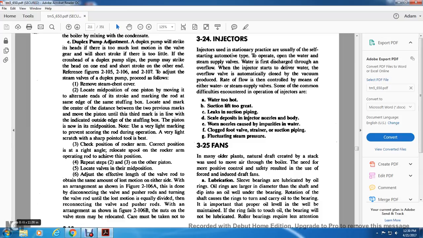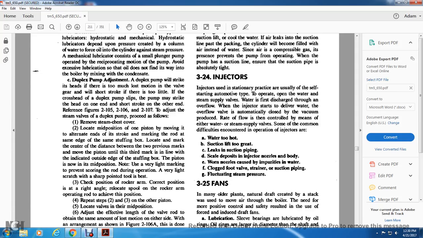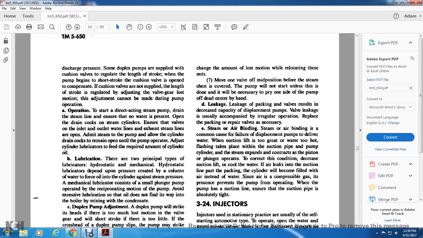With the nuts, the valve stem may be located carefully. Care must be taken not to change the amount of lost motion when relocating the nuts. Locate more than one valve in mid position before the steam chest is covered. The pump will not start unless this is done, and it will be necessary to provide one side of the pump off the dead center by hand.